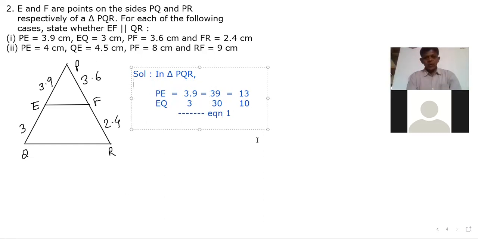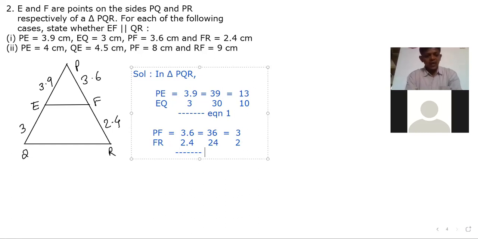Okay. And now take equation number 2. What is the second equation? PF upon FR is equal to 3.6 upon 2.4. If I multiply by 10, 36 upon 24, and 12 3s are 36, 12 2s are 24, so 3 upon 2. 3 upon 2. Are they equal? See, here only they are not equal. Are they equal? No.